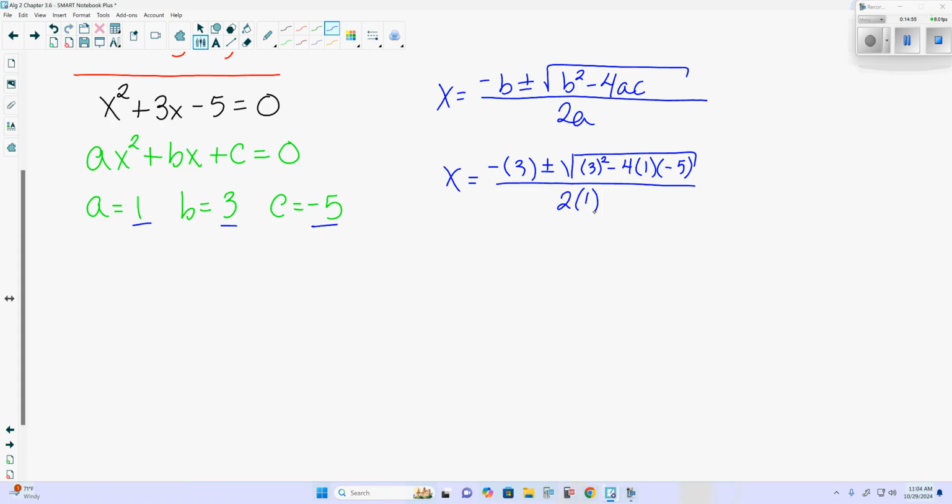So all we've done so far at this point is taken the values of a, b, c, and plugged them in for A, B, and C respectively in the quadratic formula. Questions on this so far? Now we need to simplify.